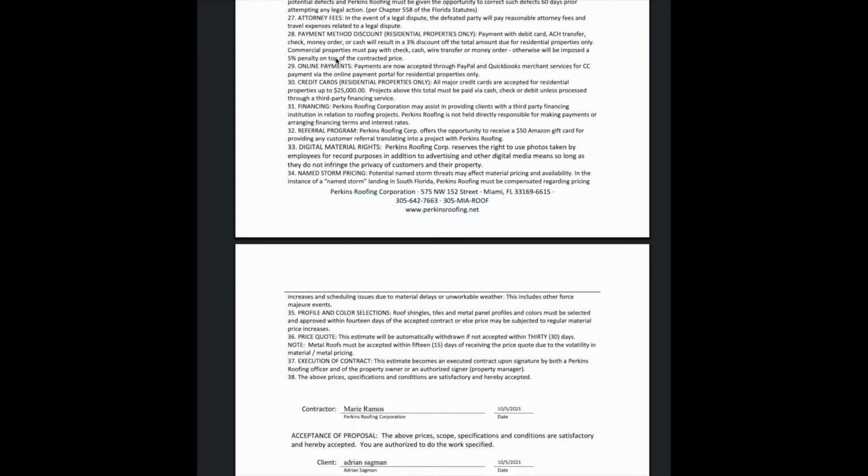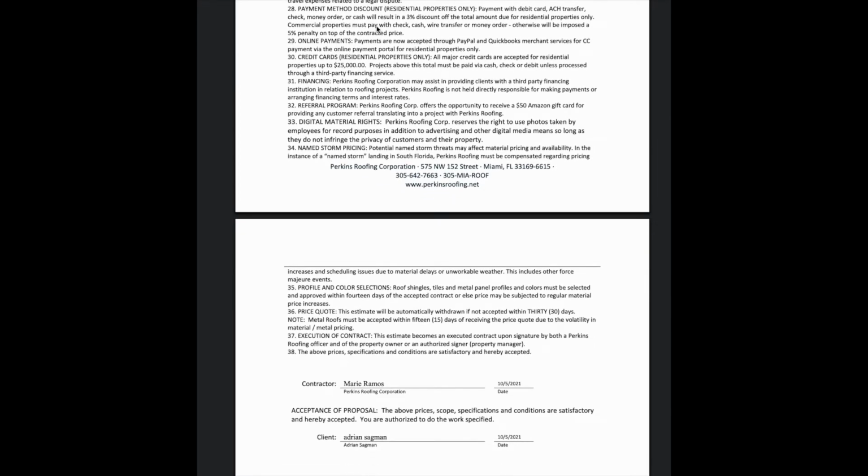Number 28, payment method discount. This is for residential properties only. Basically, if you have a residential property and you're re-roofing, you can get a 3% discount off the total if you're paying in cash. Because we have to assume, if you're a resident, this is just the way credit card laws work, the way the lobbyists wrote up the law, you are not allowed to charge extra to someone using a credit card. But you are allowed to provide a cash discount. So if you are paying with a credit card, we can give you a 3% discount for paying with cash.